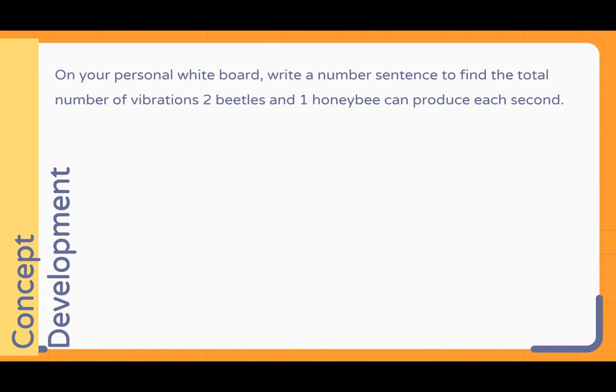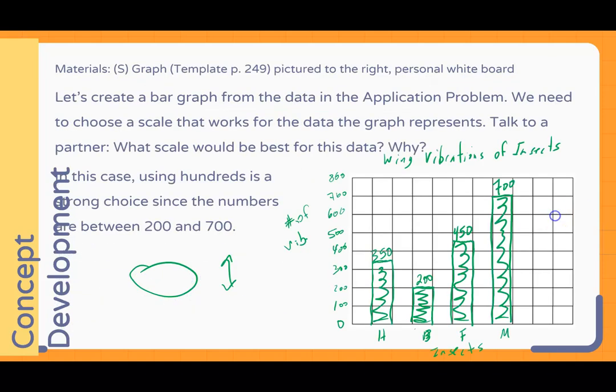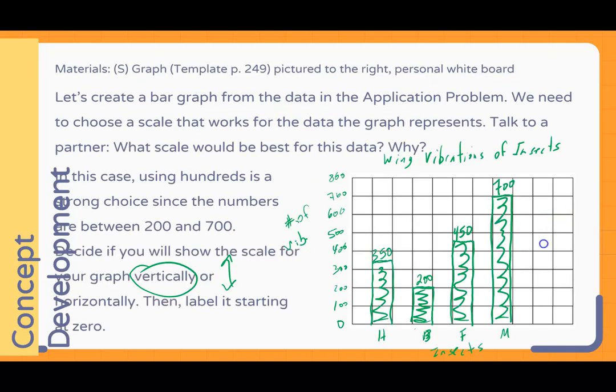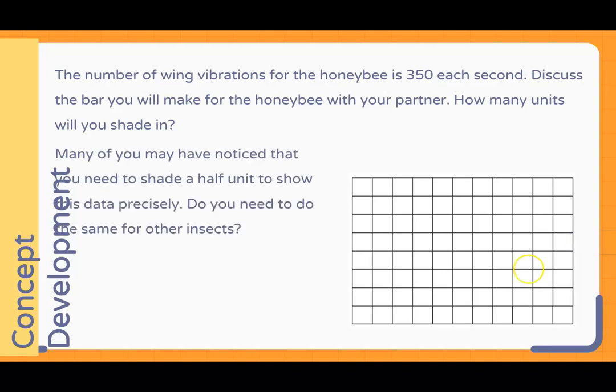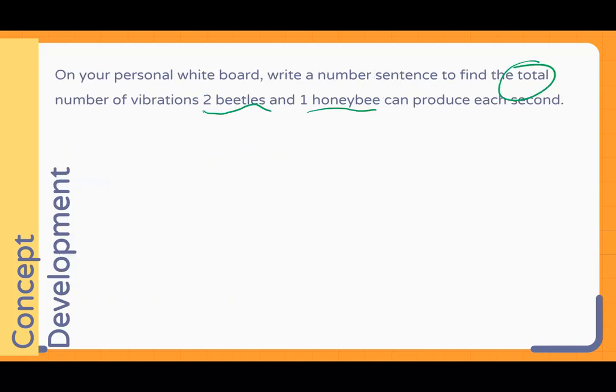Next, I want you to write a number sentence to find the total number of vibrations 2 beetles and 1 honeybee can produce each second. So 2 beetles and 1 honeybee. Since we have 2 beetles, beetles were 200, and we need 2 of them. 200 plus 200 is 400.